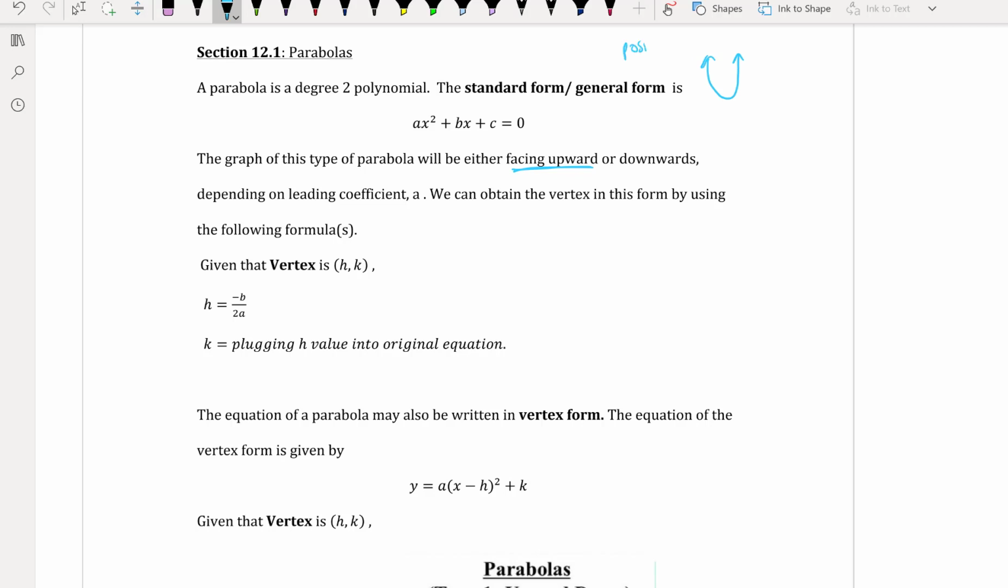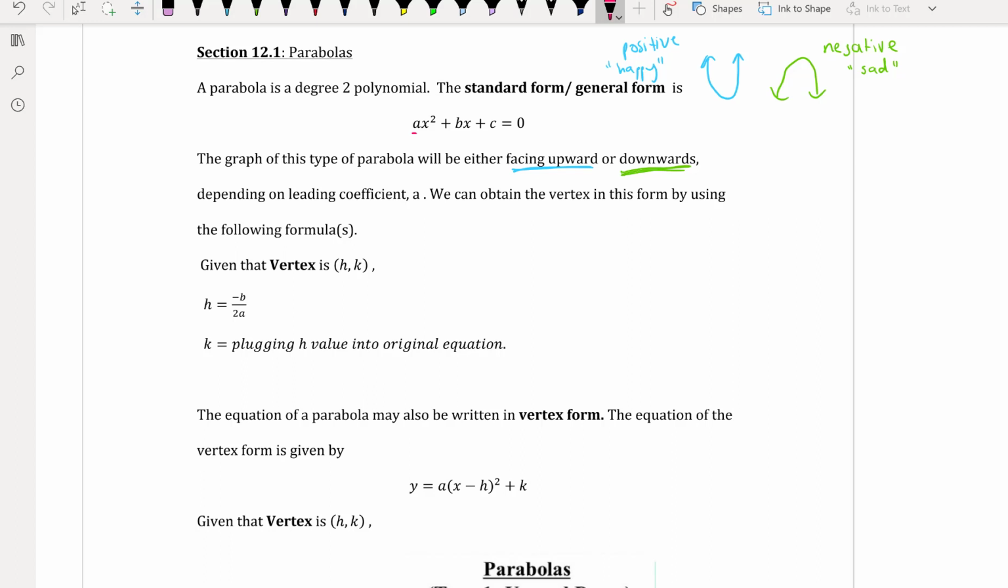So it's positive. And sometimes I like to think of it as, oh, positive people are happy. It also looks like it's smiling at you. And if it's downwards, then it's going to be negative. And I like to think that negative people are sad, so it looks like it's frowning to me. Okay? And that variable a determines whether it's going to be facing upwards or downwards, depending on whether it's positive or negative.